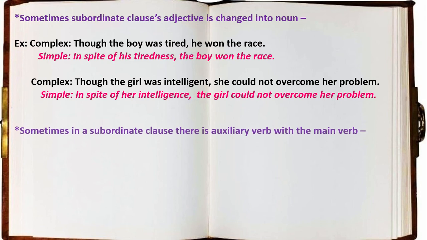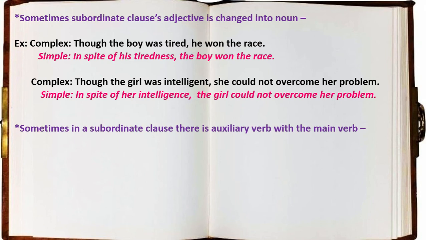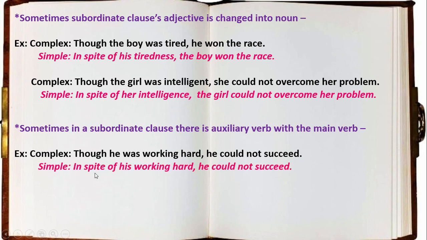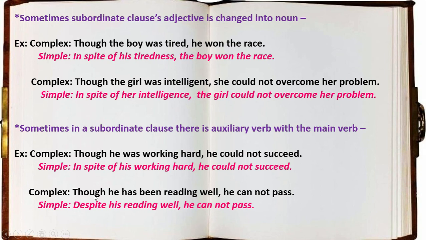Even sometimes you may get that the subordinate clause has both auxiliary and the main verb. In that case, what will be the change? Complex sentence: Though he was working hard, he could not succeed. Look at this part, there is the auxiliary and main verb. And the simple sentence will be like this: In spite of his working hard, he could not succeed. Another example. Though he has been reading well, he cannot pass. Despite his reading well, he cannot pass. That means we will consider the main verb here. We will avoid the auxiliary verb.